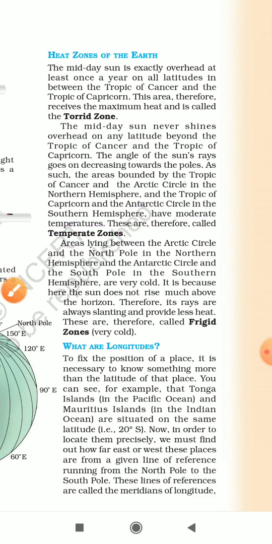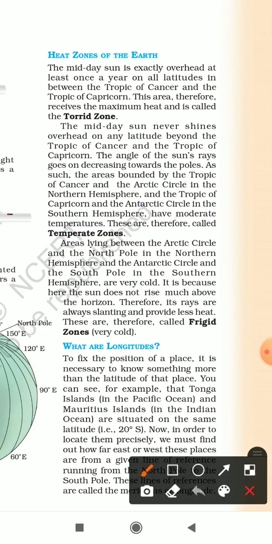Now, the areas lying between the Arctic Circle and North Pole in the northern hemisphere and the Antarctic Circle and the South Pole in the southern hemisphere are very, very cold. It is because here the sun does not rise much above the horizon. Therefore, the rays of the sun are always slanting and they provide very less heat. Now, these zones are called frigid zones. In the frigid zones, it is very, very cold.